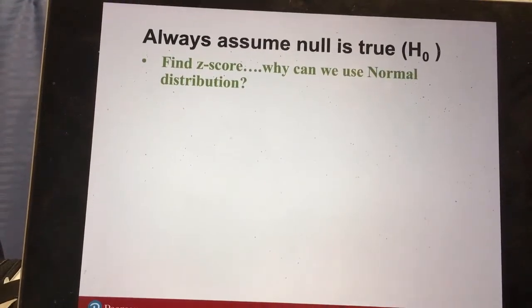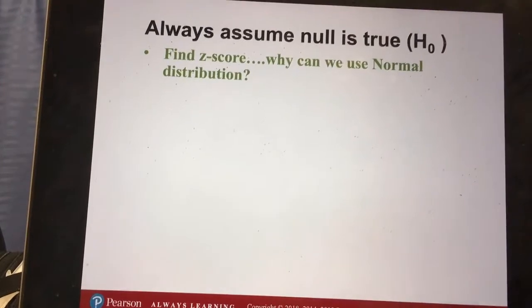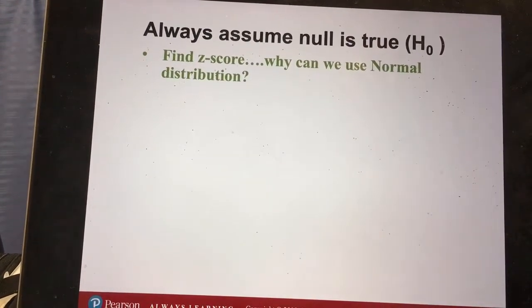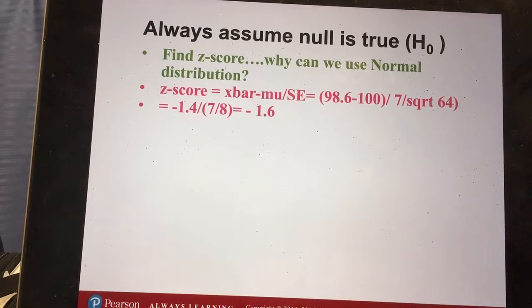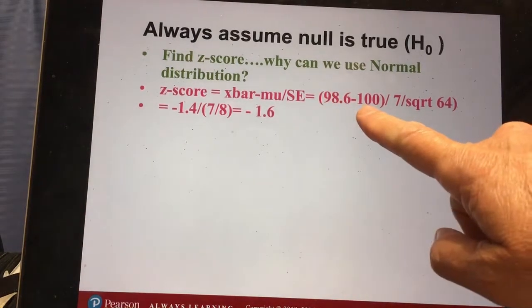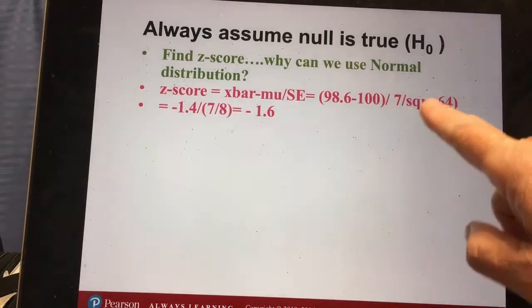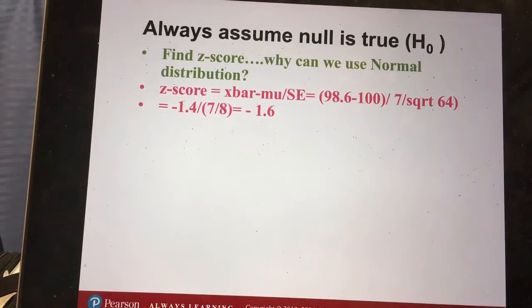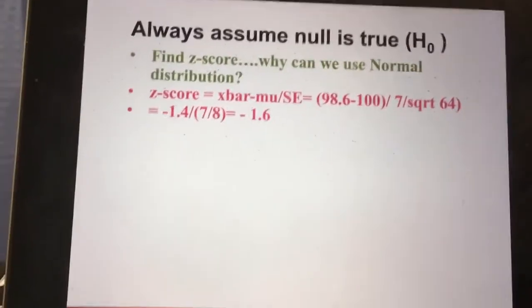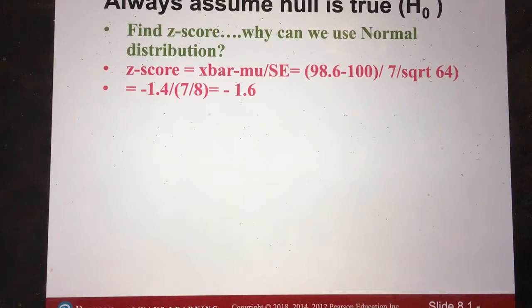We want to find the z-score, and we can use the standard normal distribution in this case because we had a sample size of 64, which is greater than 30. So basically our sample size is large, 64, and therefore we can use our standard normal. We're going to take our X bar minus our mean, and then divide it by the standard error, and we're going to get negative 1.6.